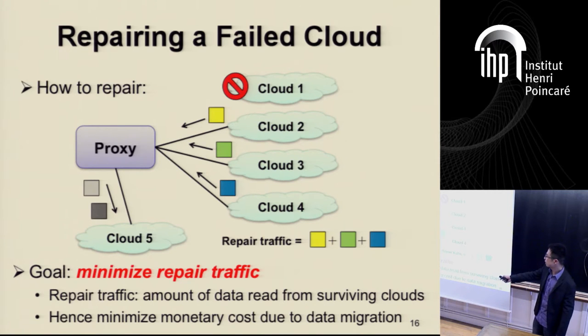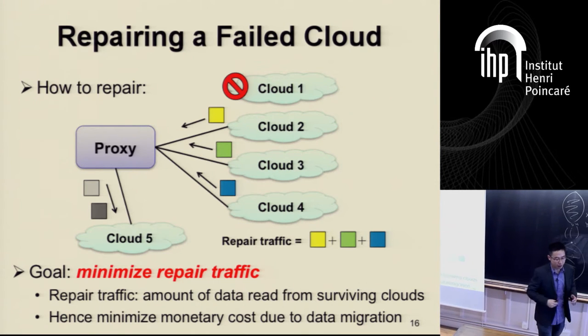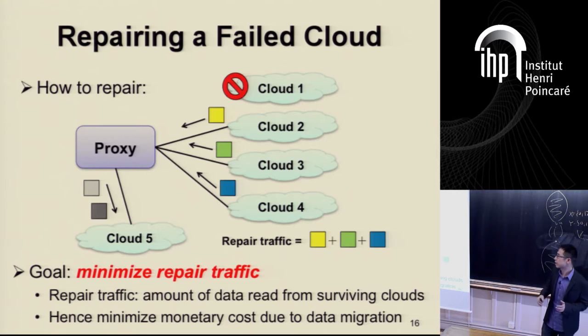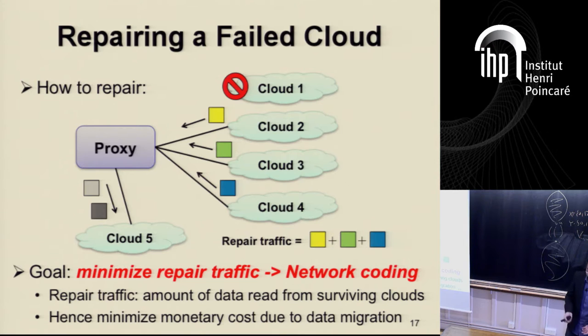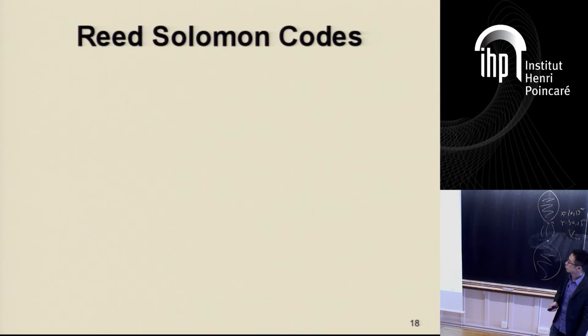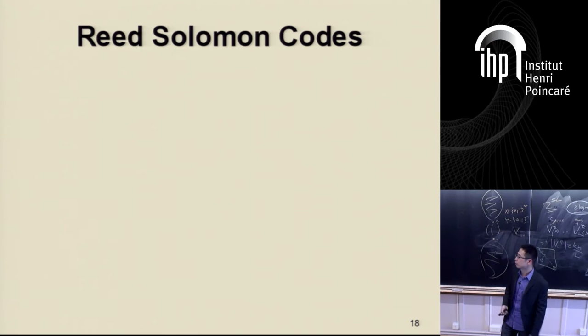And minimizing repair traffic is the key goal in our whole study in this slide. And how do we minimize the repair traffic? Then we introduce network coding into this problem. In order to show how network coding benefits this problem, before that, I want to introduce traditional codes. We can use them to compare with network codes.